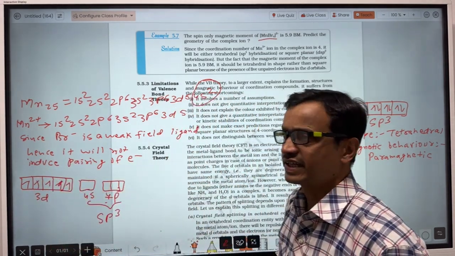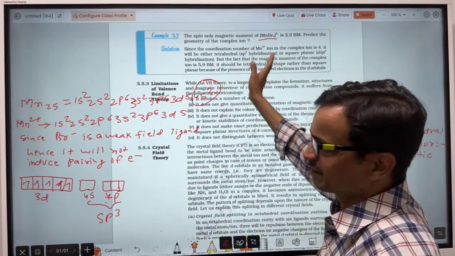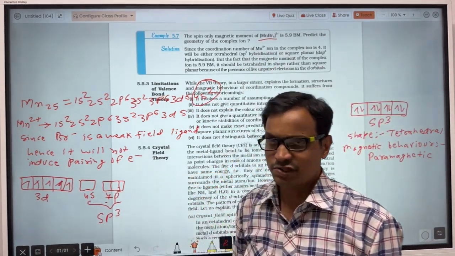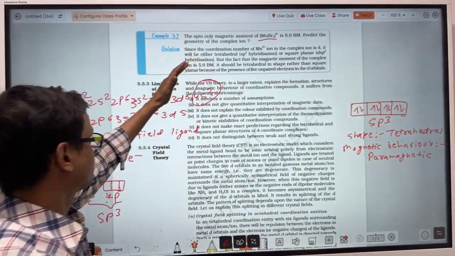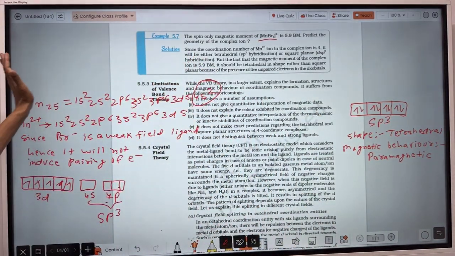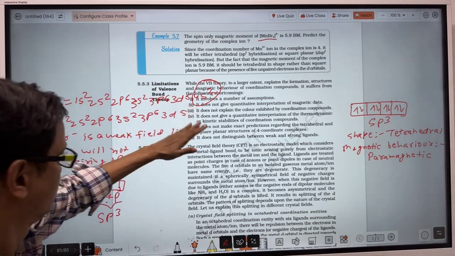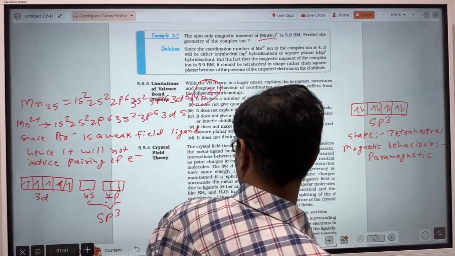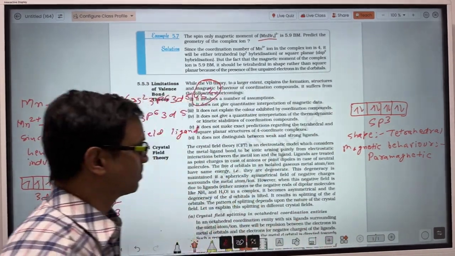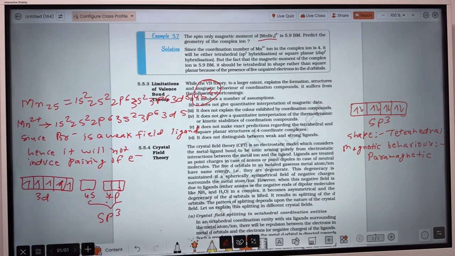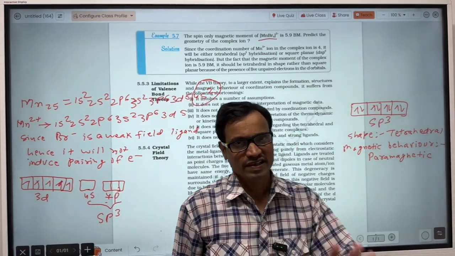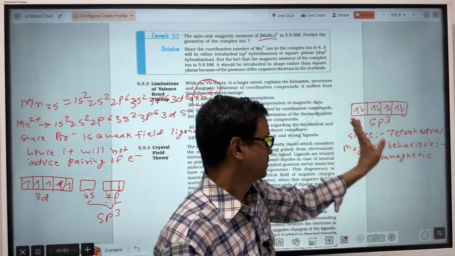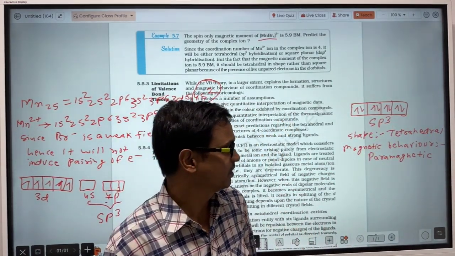Pairing of electrons will take place there, but Br minus is not a strong field ligand, it's a weak field ligand. That's why when the ligand Br minus approaches Mn2 plus, it will not induce pairing of electrons. So when it will not induce pairing of electrons, then the 1 orbital of s and the 3 orbitals of p will merge together and form 4 sp3 hybridized orbitals.